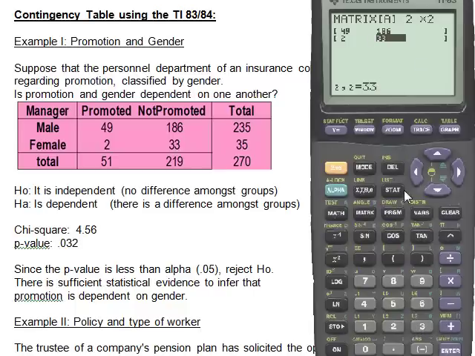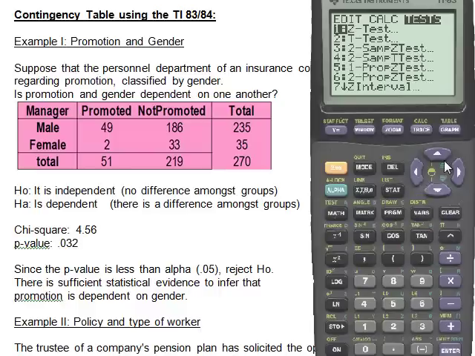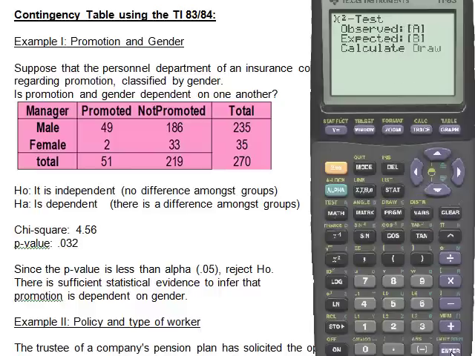All right, next we go into stats and tests. So stats and over to tests, and we'll go up to a chi-squared test. That's all we do. It already puts the matrix in here, so we have matrix A. You can change that, but we have matrix A. It will put the expected matrix in here, which we don't have to worry about too much. And then we just go down to calculate. So we hit enter, and we get our values. Our chi-squared value is 4.56, and our p-value is 0.032.